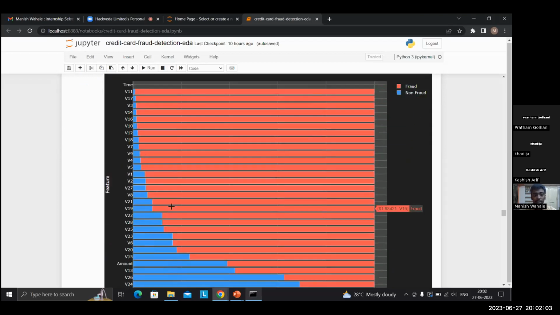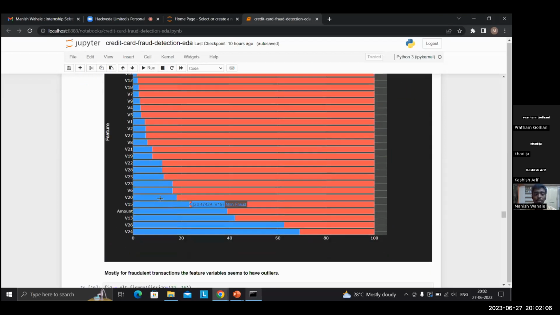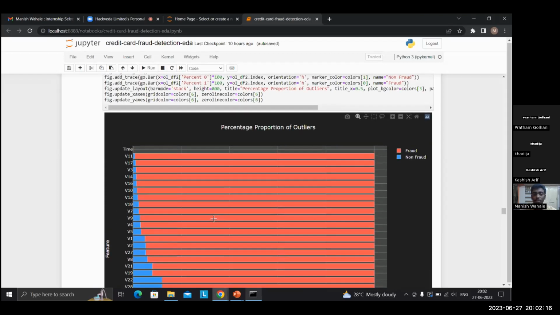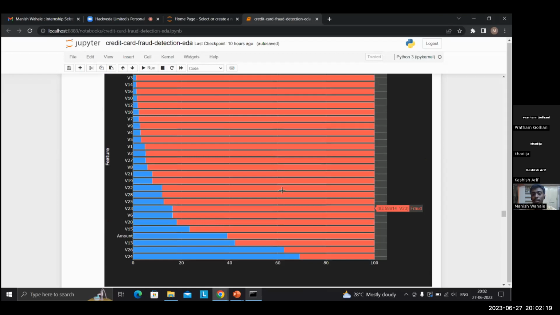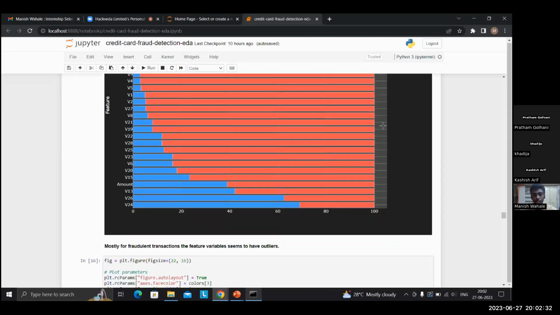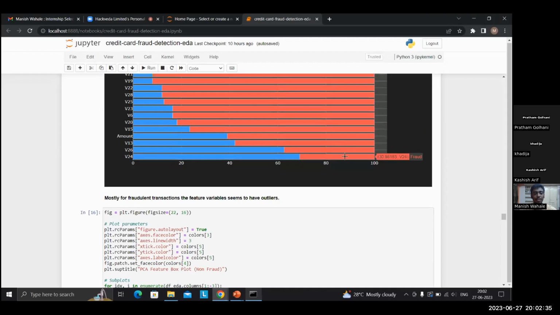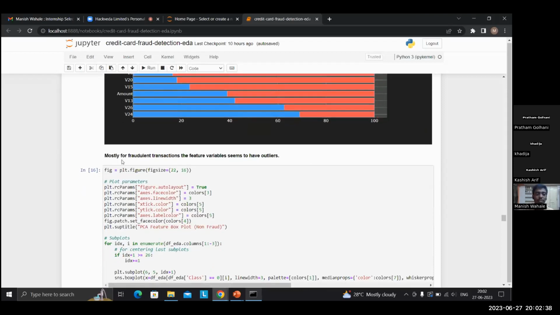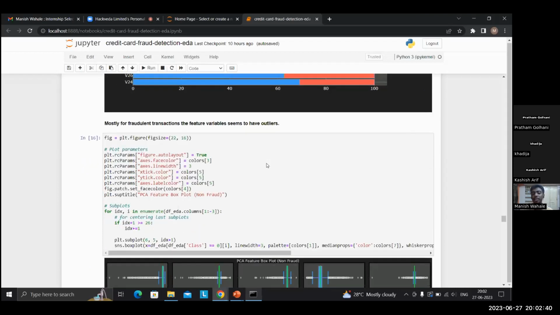So this red line designates the fraudulent outliers and blue the valid transaction outliers. We can see that only two features, V24 and V26, have more outliers for the non-fraudulent transactions. So this tells us that the transactions which contain some sort of fraud have features with very high or low values, which are basically outliers to the whole data set. So these are the key takeaways from this graph. Here I also mentioned that mostly for fraudulent transactions, the feature variables seem to have outliers.